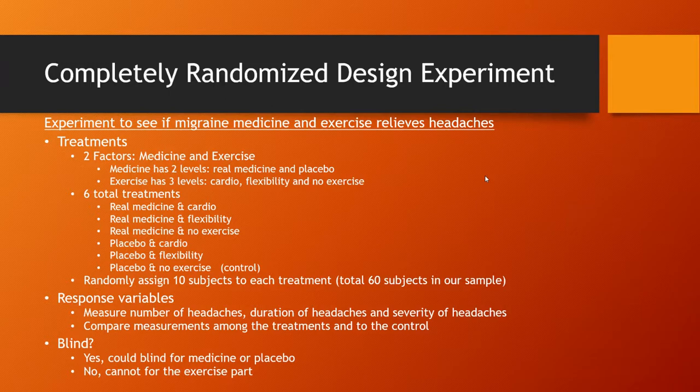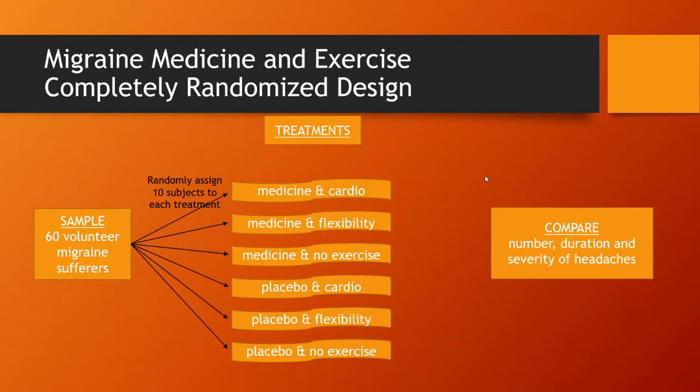Okay, let's look at this experiment from a graphing standpoint. Okay, we have our 60 volunteer migraine sufferers. We're going to randomly assign 10 subjects to each of the treatments. Okay, so each of the treatments has 10 subjects. And then we will let them take the medicine for a couple months, and then we'll come back and compare the number, duration, and severity of their headaches.